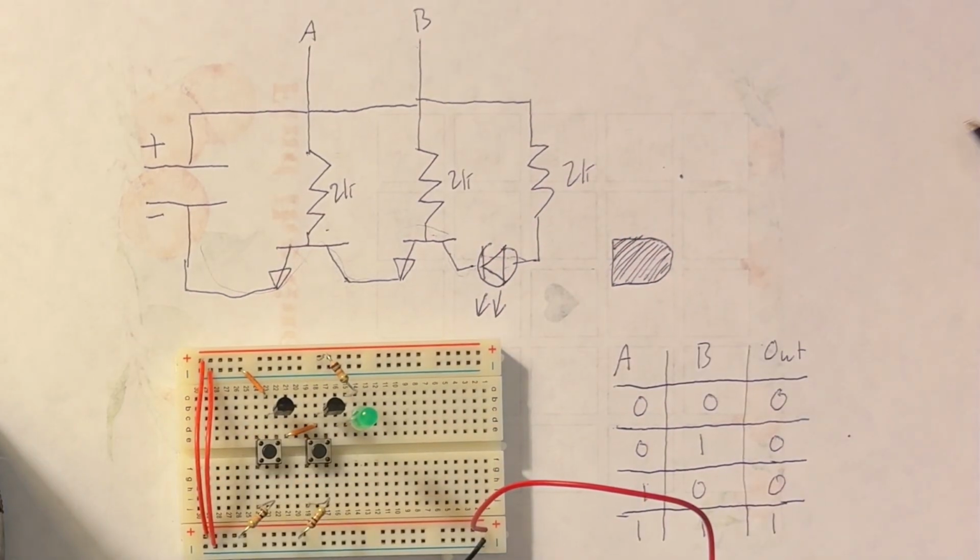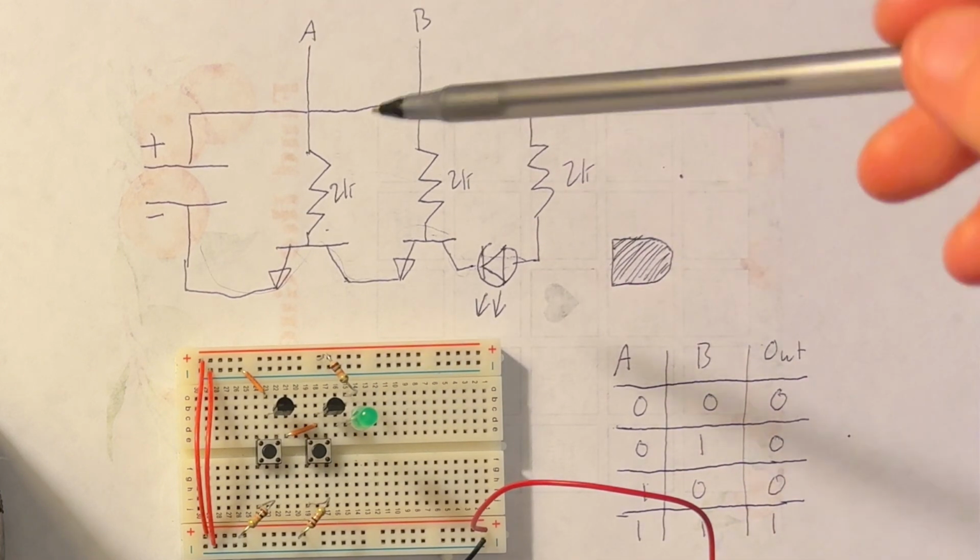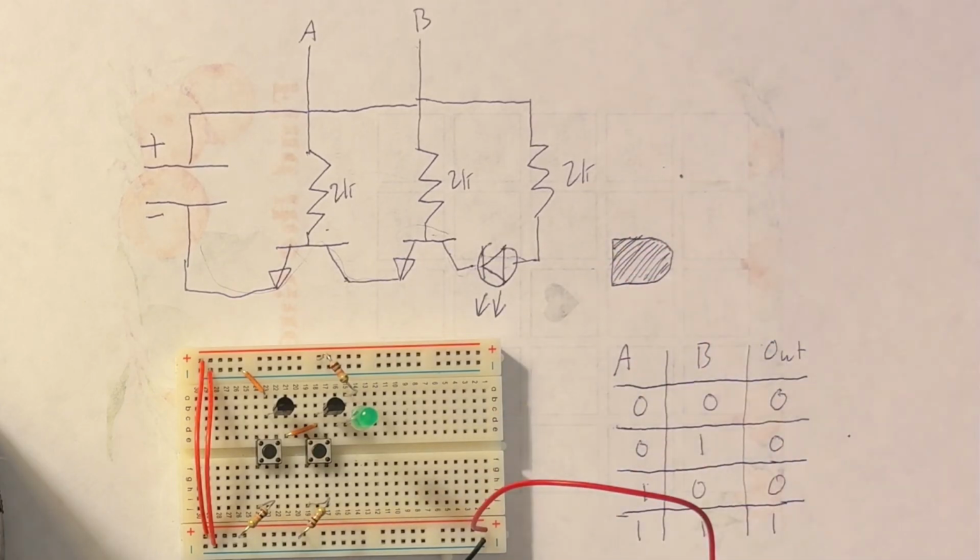A little side note, I know it says 2K for all these resistors, but to make the LED a little brighter, I dropped it down to 1K for this demonstration.